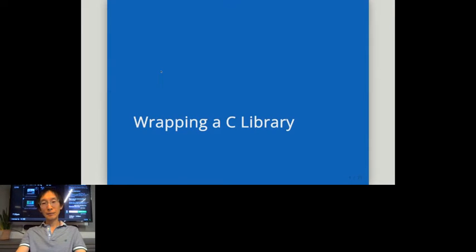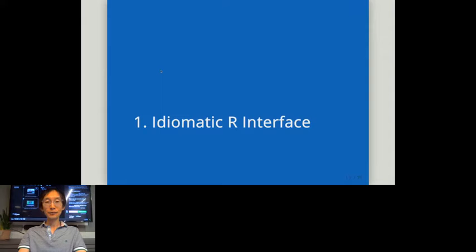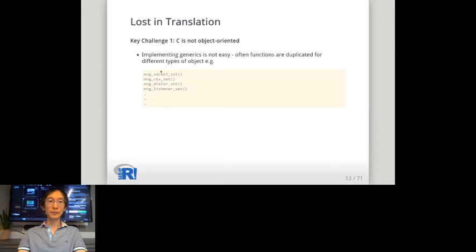So back to the main topic of my talk, wrapping a C library. There's just a few topics that I wanted to touch on and discuss today. The first one is how to go about writing an idiomatic R interface for your C library. And by that, I just mean something that is easy to use and familiar to your R users.